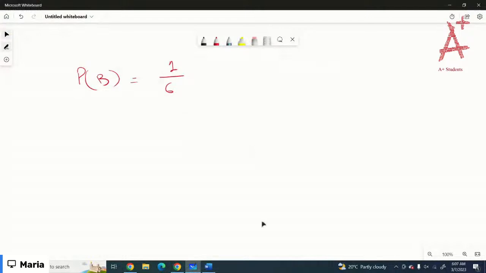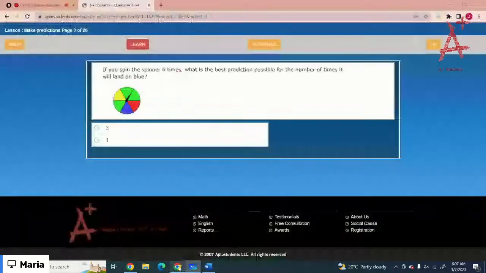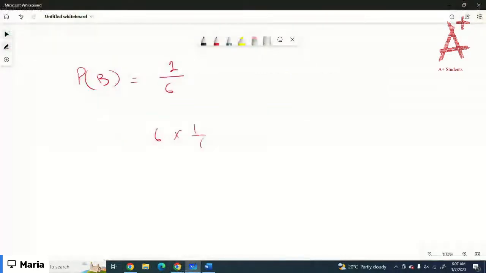And you spun the spinner 6 times. So it would be 6 times 1 over 6. 6 times 1 is 6, and 6 over 6 is 1. That means if you spin 6 times, the best prediction for landing on blue is 1. Got it, everyone?